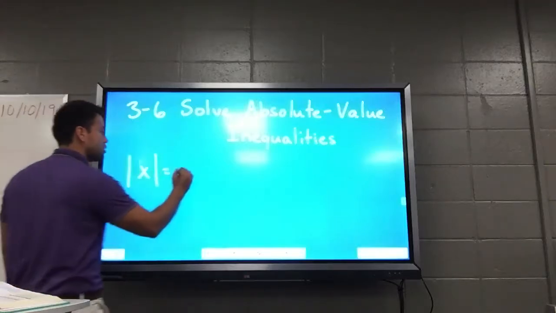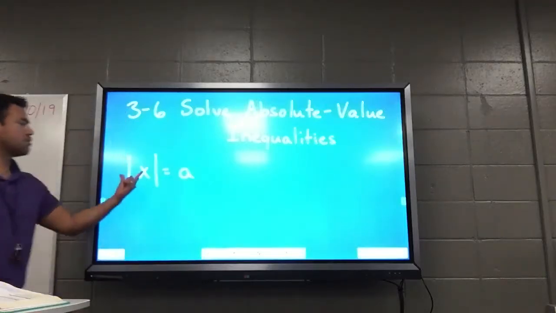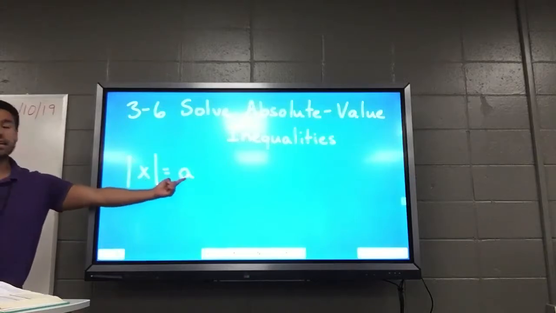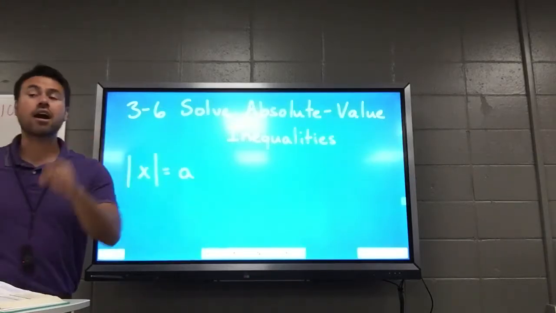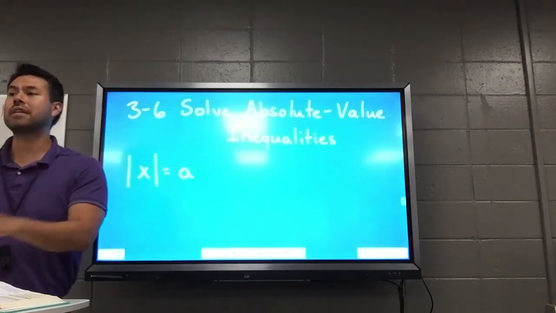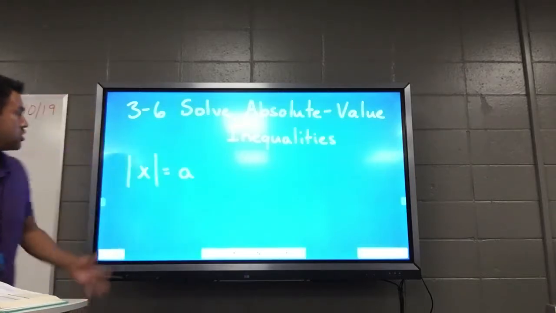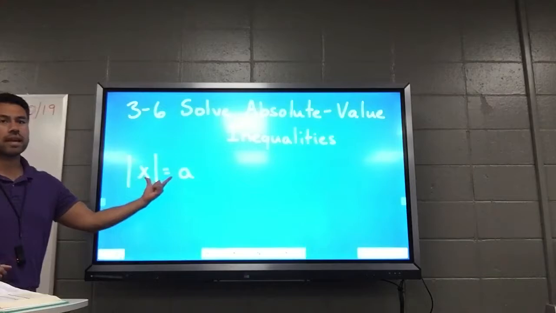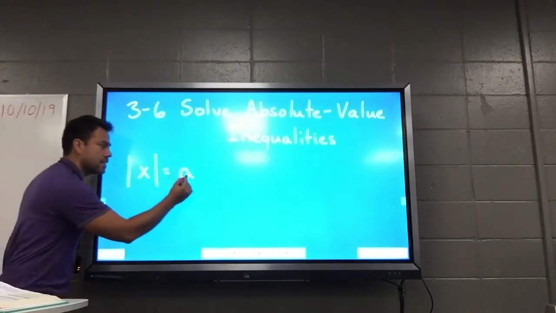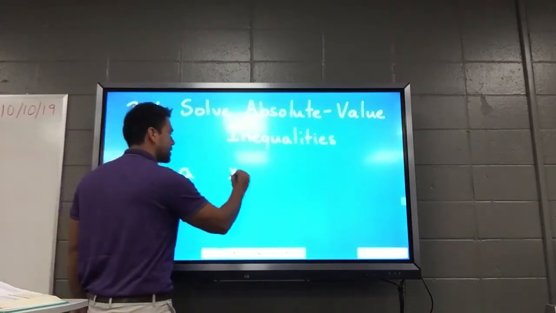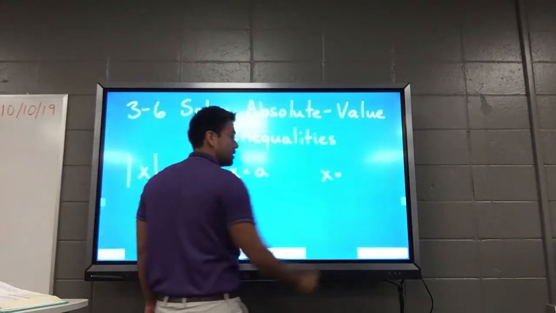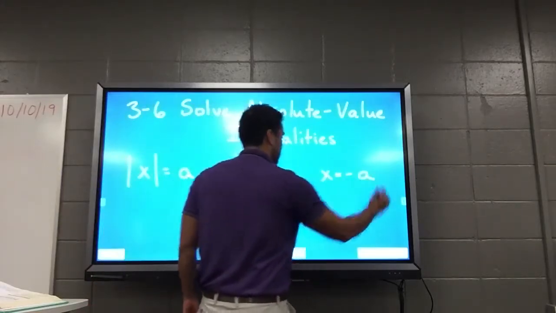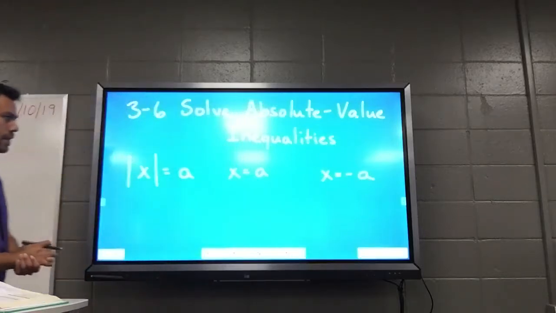Here is the first type. We've had the absolute value of x equals a number, okay? And this was a compound equation. Do you guys remember what the two equations you would get from this? Just think of this as a number. You'd get x equals a, and x equals negative a.